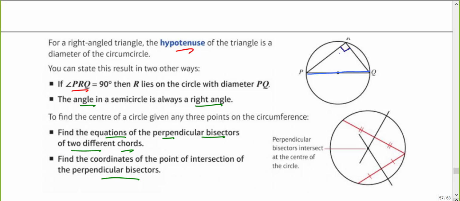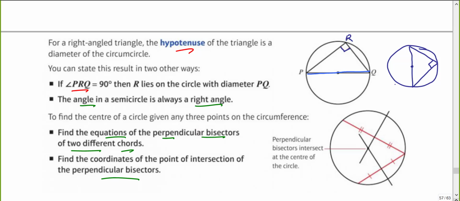So angle PRQ is 90, therefore PQ is a diameter. Okay, PQ is a diameter. You understand this? So for any given circle, if I have a triangle and one side of this triangle is passing through the center, I draw it, this is the triangle here. It means this angle is 90. Why? Because the opposite side is passing through the center of the circle, so it's a diameter.